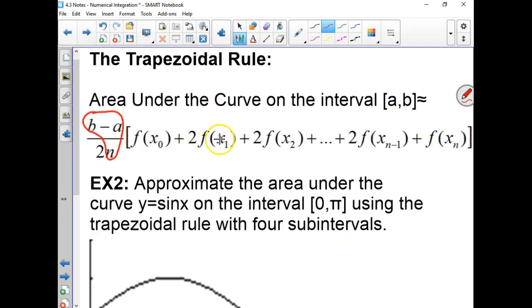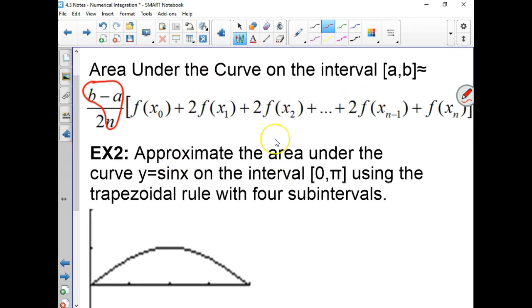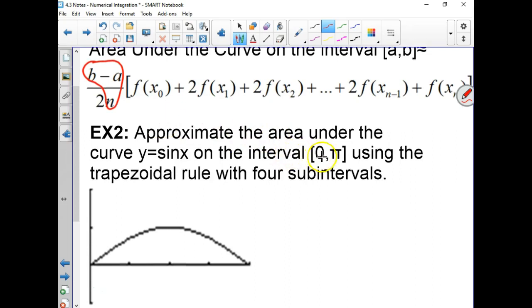So let's look at how we can use this formula to help us do these problems just a little bit faster. So example 2 says to approximate the area under the curve y equals sine of x on the interval from 0 to pi, using the trapezoidal rule with 4 sub-intervals. So if we have 4 sub-intervals, we are going to draw these trapezoids here, and actually 2 of them are going to be triangles instead of trapezoids, but that's okay.